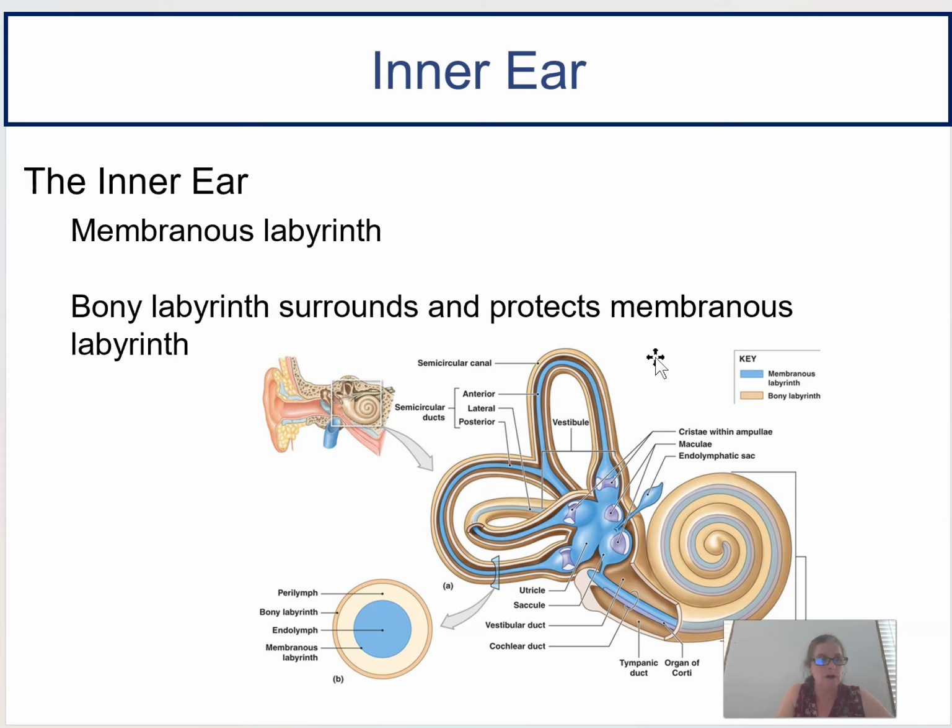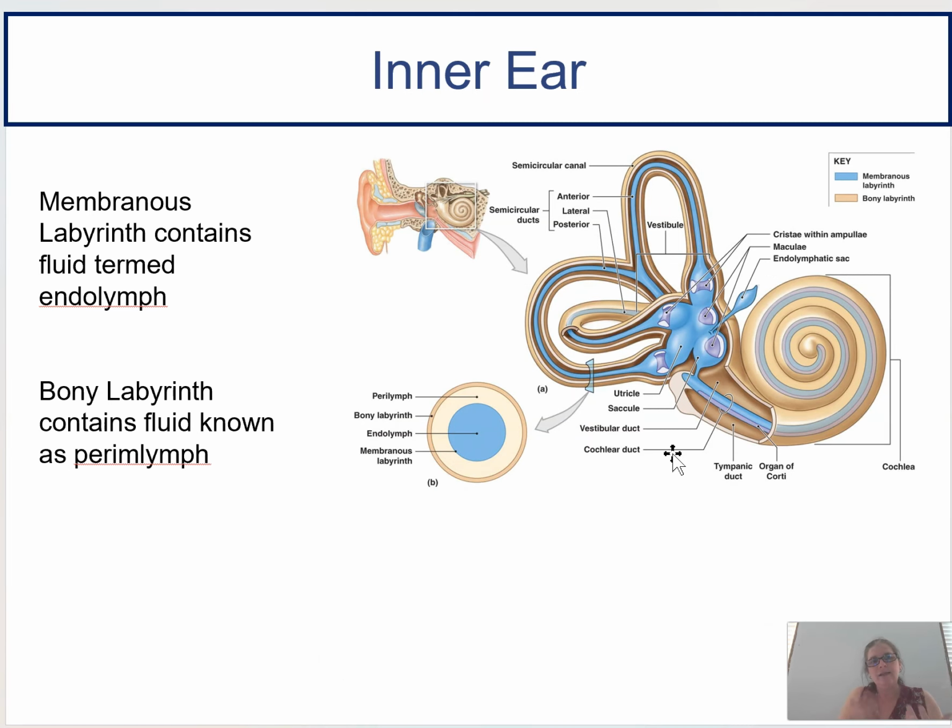Now the inner ear is sometimes called the membranous. There's a membranous and a bony labyrinth. So this is what the inner ear looks like, and this is inside the temporal bone. So the blue is the membranes, and the membranes are surrounded by bone. So you can see there's this inside and outside and there's fluid in here. Now you don't have to memorize it, it's called endolymph and perilymph, but there's fluid in these structures. It's similar to cerebrospinal fluid.